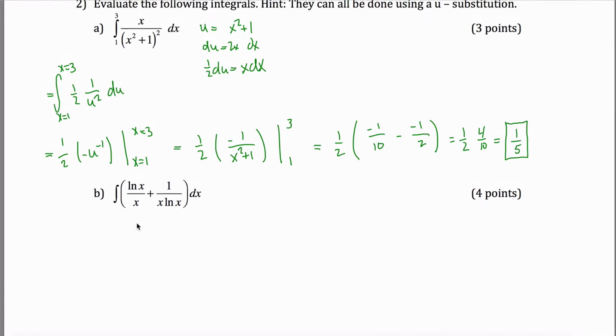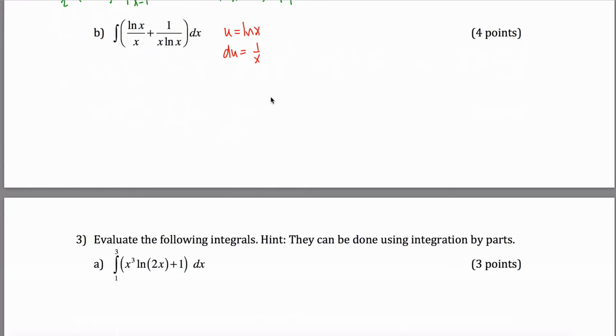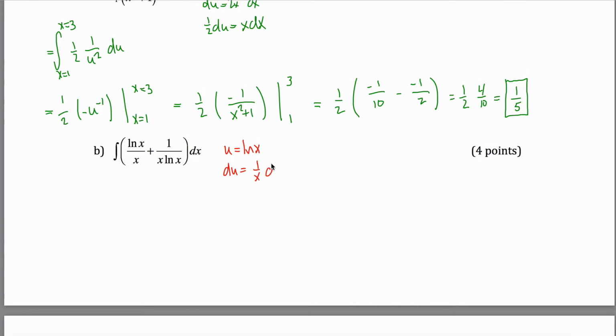Moving on. Another u substitution here. I think the trick you will want to do is let u equal the natural log of x, and then du would be equal to 1/x dx. So you can do this all in one step if you want, or you could break this up into 2 different integrals. You could factor out a 1/x. There's a lot of choices in how you do this.